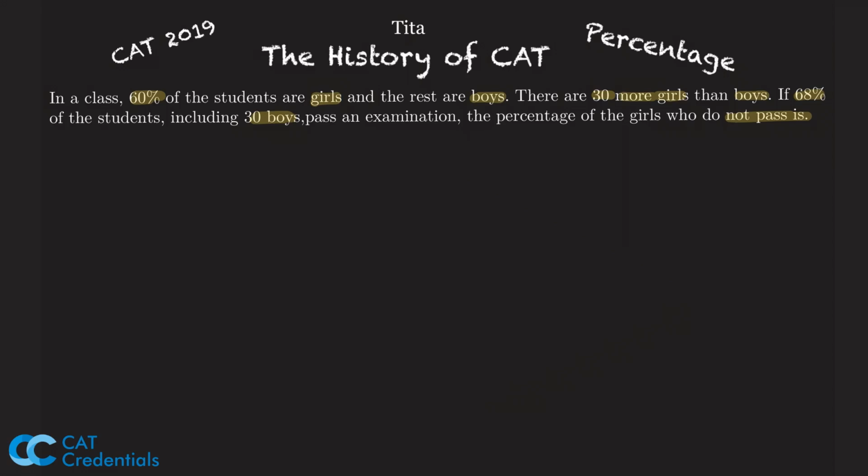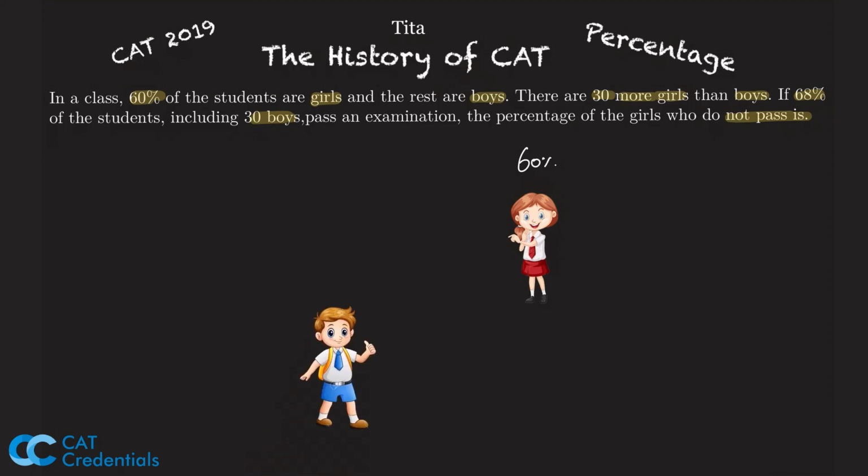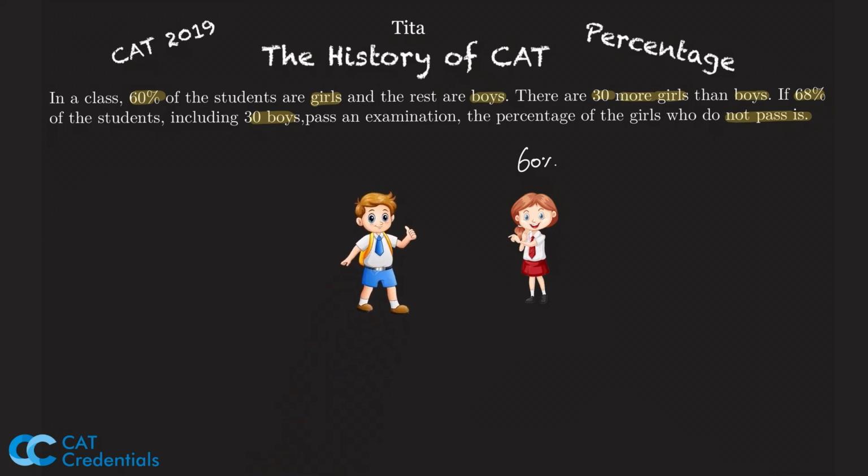So let's start. 60% of the total number of students are girls, so I'll start with the girls. I don't know the total number of students, but whatever the total is, 60% of that are girls. Then the rest are boys, which means if the total is 100%, 40% will be boys. I know that. If there are 30 more girls than boys, now that is a catch here.